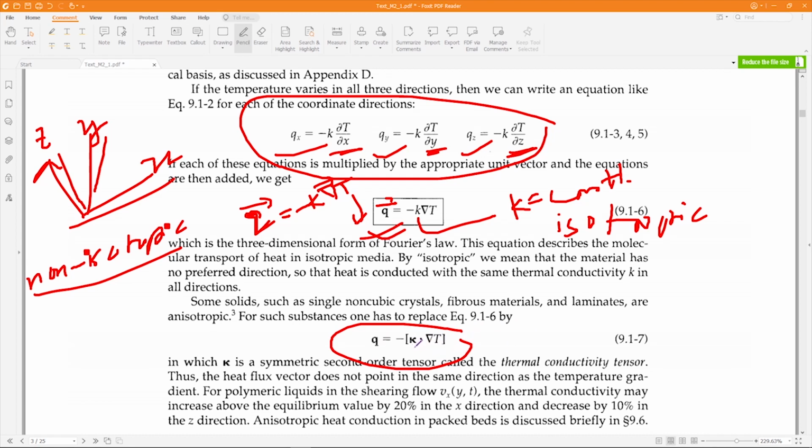This kappa is nothing but a symmetric second order tensor. It is called the thermal conductivity tensor because the material you have chosen is non-isotropic, which means the thermal conductivity will change in different directions. So you can use this equation for non-isotropic materials. But in this course, you will only use this equation. You will assume that the thermal conductivity is constant, for isotropic material.